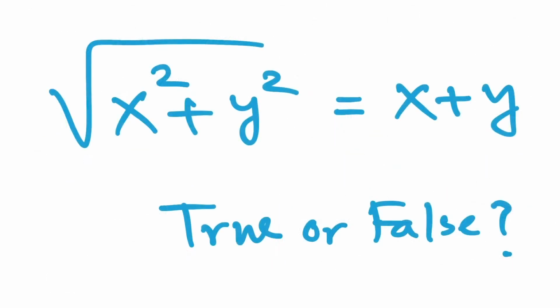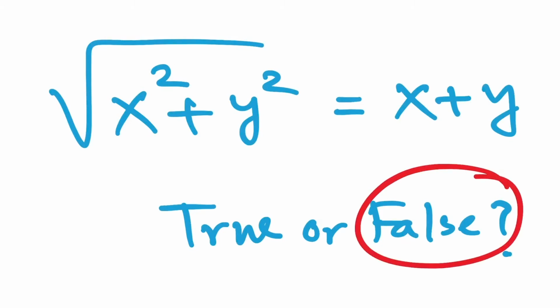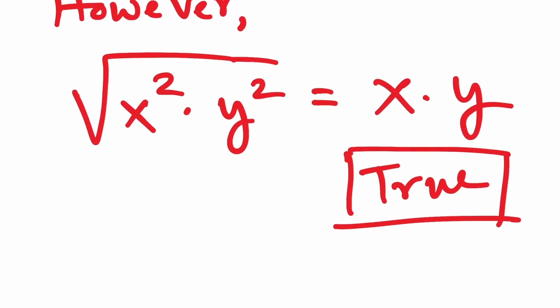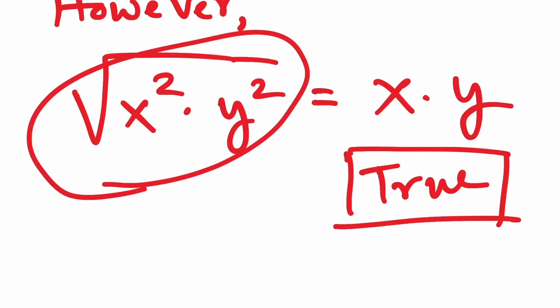The square root of x squared plus y squared equal to x plus y. Is it true or false? I want to give you 10 seconds. Think about it. So the answer is false. They are not equal, okay? Never ever write this. However, if you have the square root of x squared times y squared, you can write this as x times y.